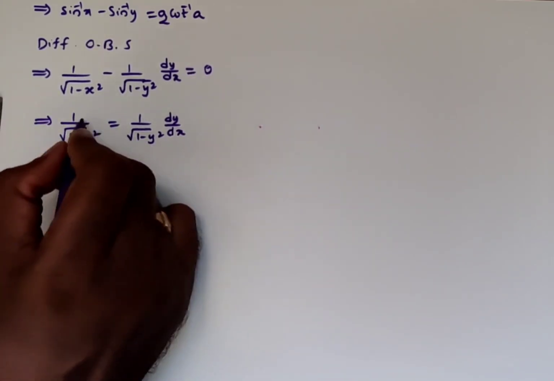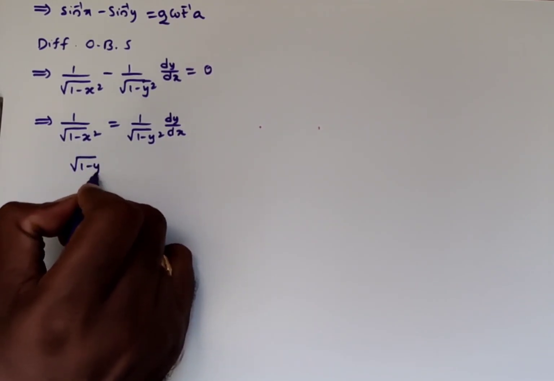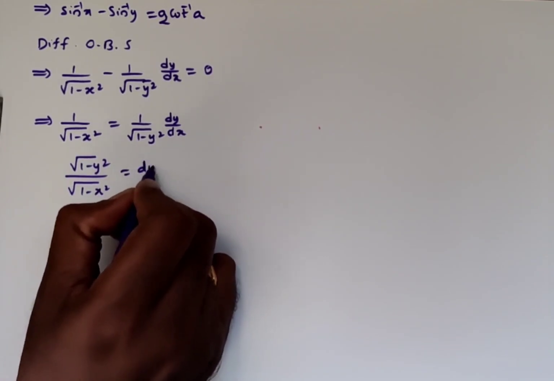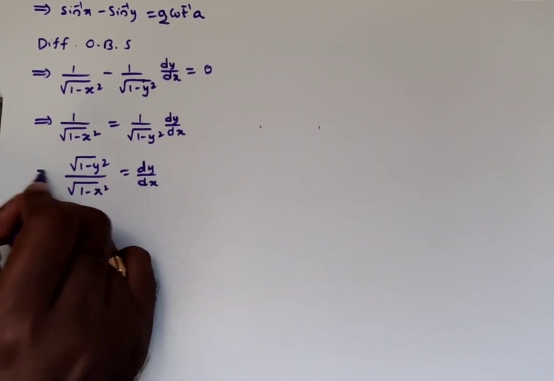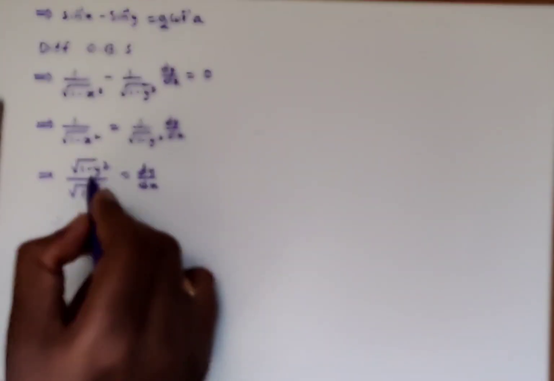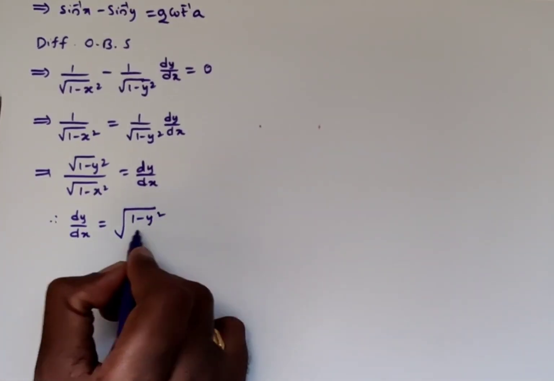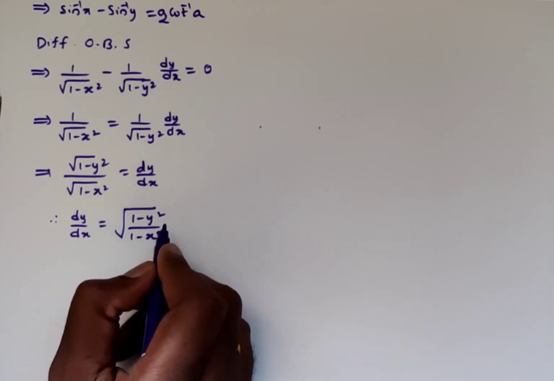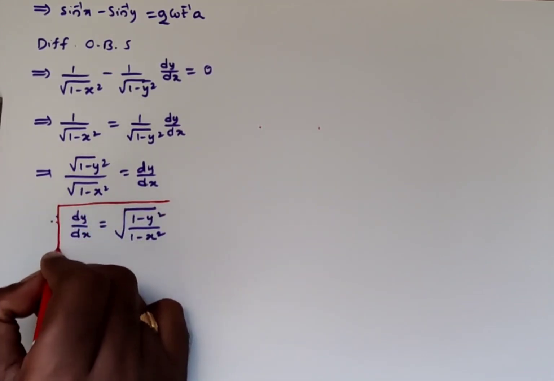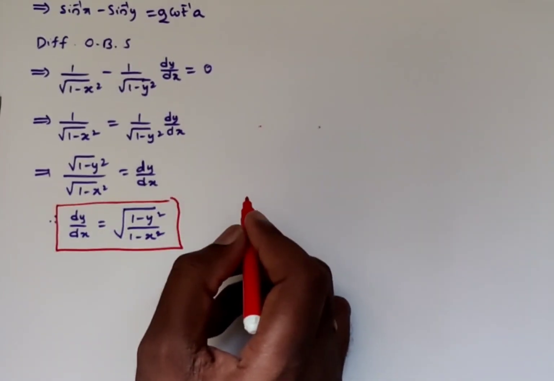Now, the cross multiplication defines dy by dx, so this is root of 1 minus y square divided by root of 1 minus x square, which equals dy by dx. Therefore, the dy by dx value is, root a by root b means root of a by b, right? So this can be written as root of (1 minus y square) by (1 minus x square). Hence it is shown, proved: dy by dx equals root of (1 minus y square) by (1 minus x square).